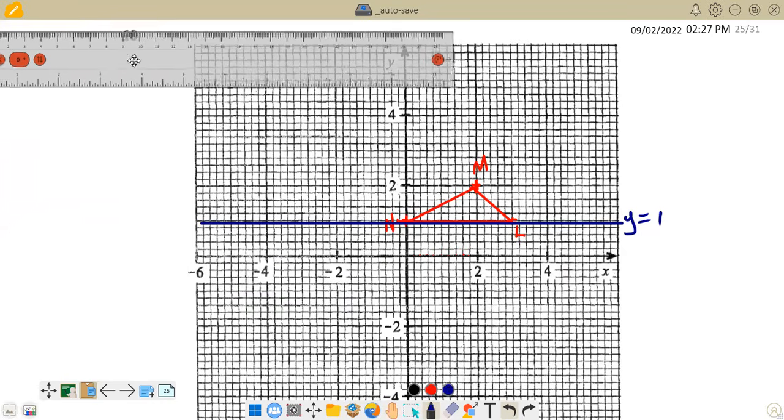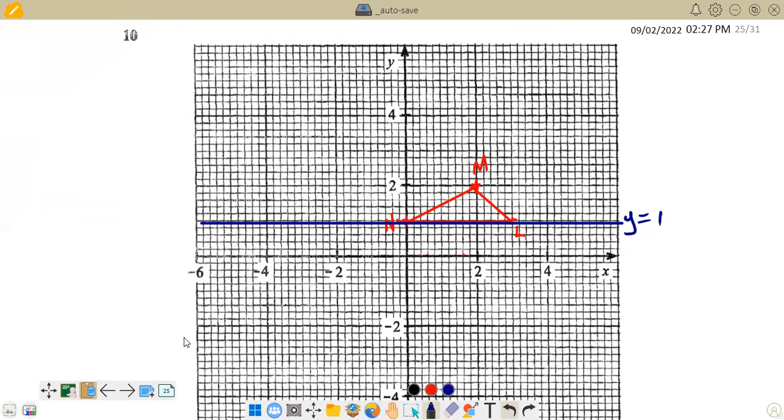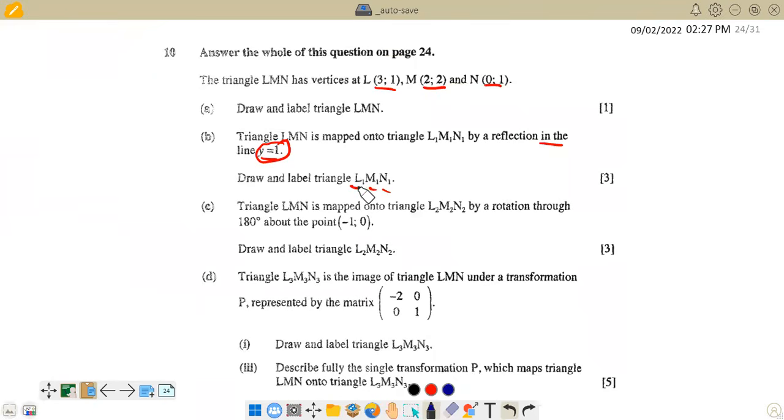So the question is for us to reflect this triangle. So let us get back to our question so that we can reflect this triangle in this line. So we're given each point is supposed to be reflected in this case. All right, so that means in this case we need L1 is going to move from where it was, M1 moved the same as N1 from the original points.